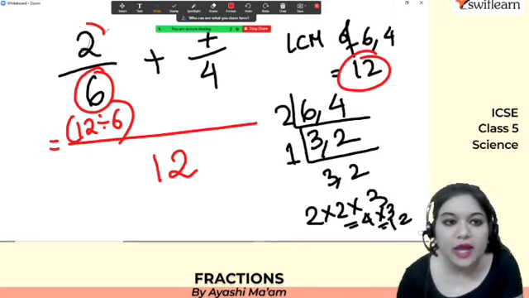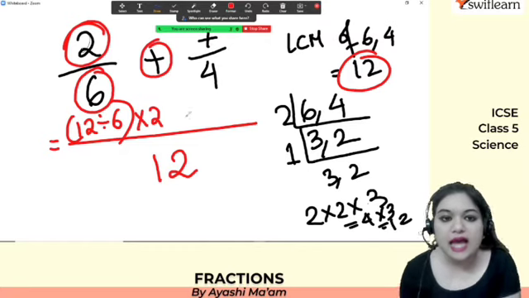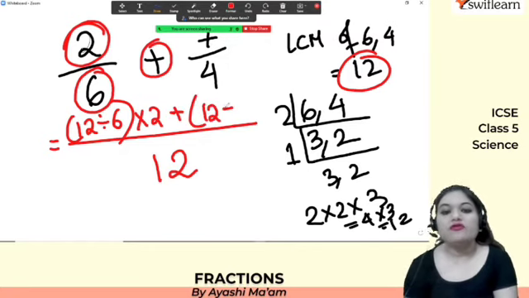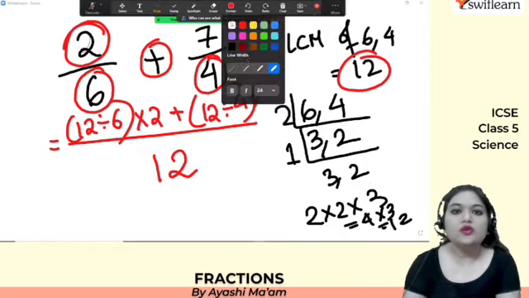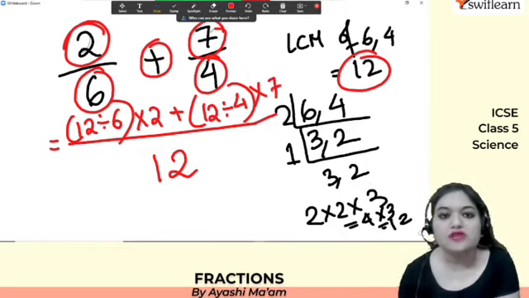And we will multiply it by the numerator. That means multiplied by 2. Plus sign as it is. Again, we are taking the LCM, that is 12. We are dividing it by the second denominator, that means 4, multiplied by the numerator of the second fraction, that means 7.